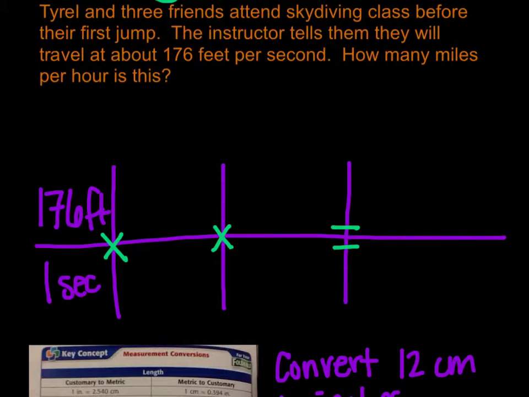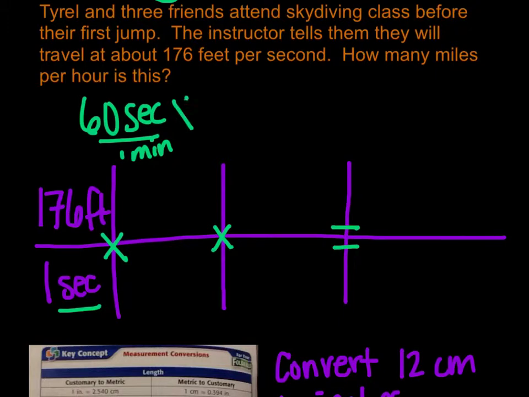We can either think about feet first, or we can think about seconds first. For me, I feel like let's talk about time. For some reason, time seems a little easier. Now let's think about how many seconds are in a minute. There are 60 seconds in 1 minute. And I need to get to miles per hour, so how many minutes are in an hour? Well, 60 minutes are in 1 hour.